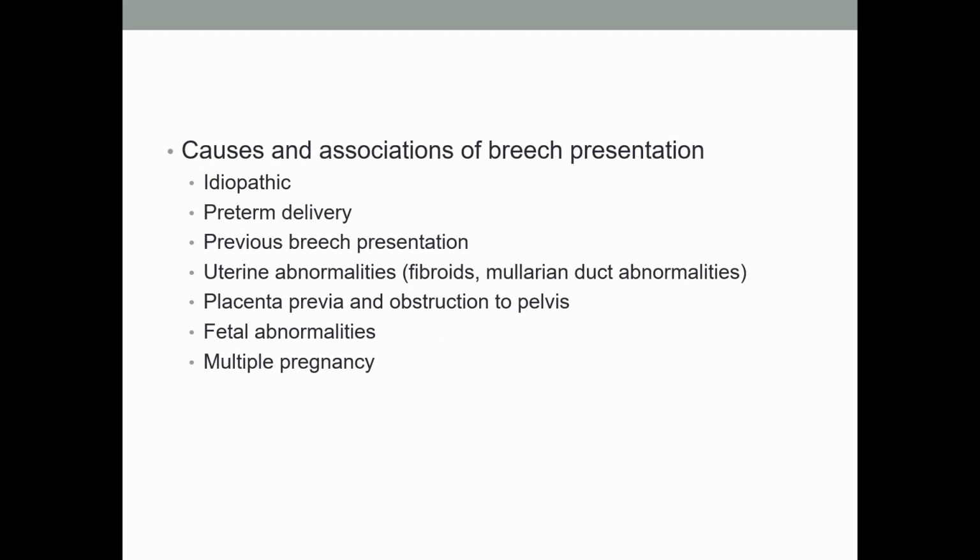So there are so many causes and associations with breech. Commonest is idiopathic, that we don't know the cause. And the preterms, as I told you, have a higher risk of breech because the baby is small, the baby can stay in any position. Then previous breech presentation, uterine abnormalities, placenta previa and obstruction to the pelvis, fetal abnormalities and multiple pregnancy can all give rise to breech.